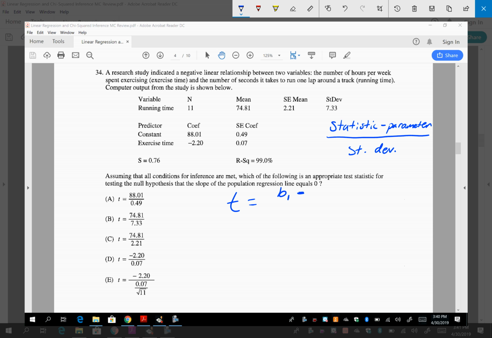Minus, what's the parameter? Do you remember when we did the null hypothesis and the alternative hypothesis last week? What did I use? I used 0, so you could write 0, but I also used beta sub 1, which was 0. Over, I'm not going to write standard deviation. What am I going to write? The standard error of beta sub 1.